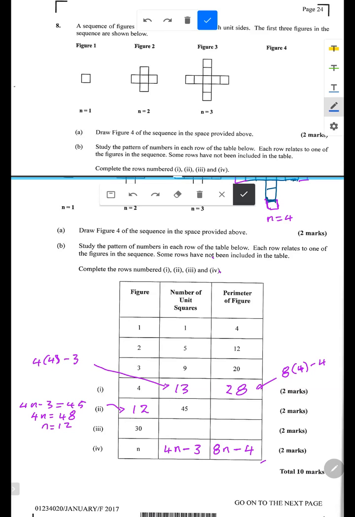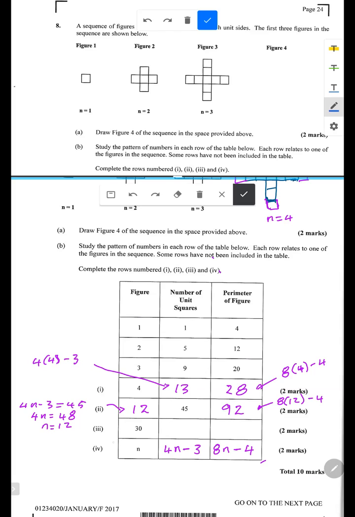And then if n equals 12, I can put it in the formula over here. So it becomes 8 times 12 minus 4. That is 96 minus 4, which is 92. So right there is 92.